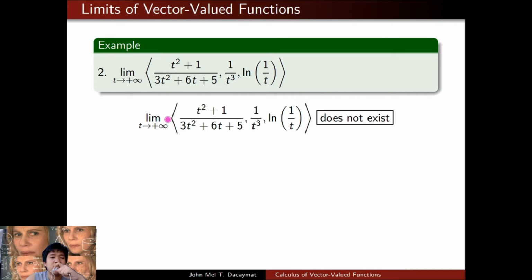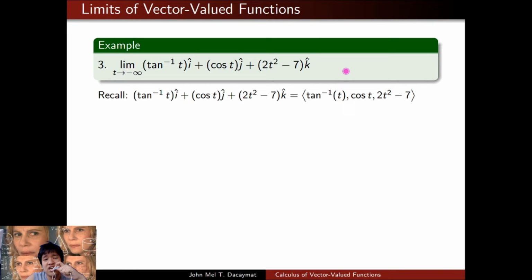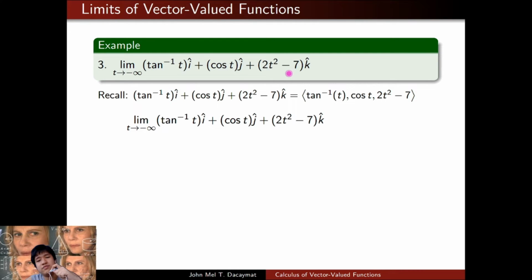Okay, good. Let's try this one. I just used standard basis vector notation, so hopefully we're all up to speed. Recall what it means: the one beside i hat is the first component, the one beside j hat is your second, and the one beside k hat is your third component. So, the limit of this, let's go. The limit of the first component.